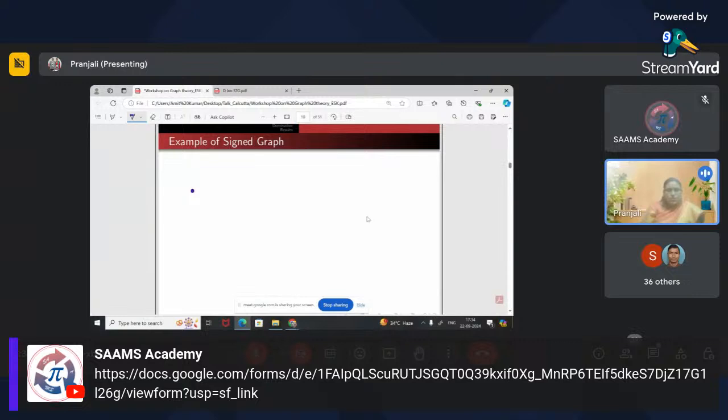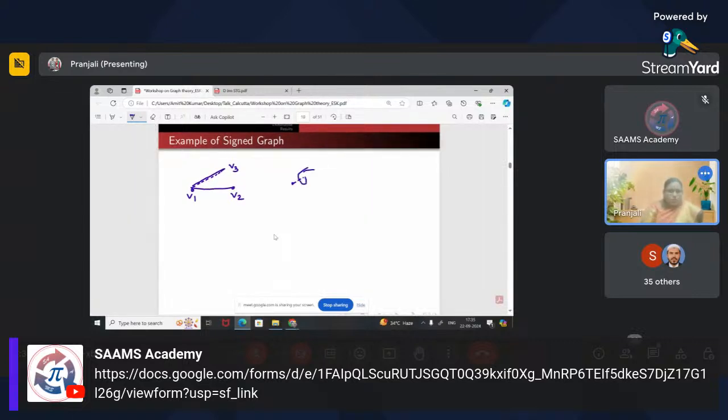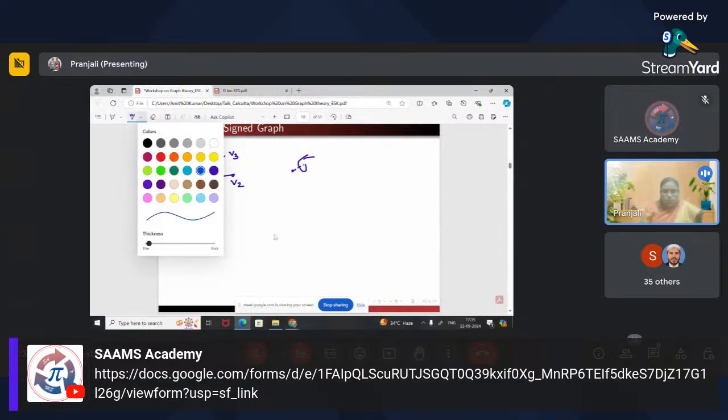Now, let us have some examples of sign graphs. Suppose you have two vertices. Participants, please let me know if I'm not audible or my slide is not visible, otherwise I would not know. Suppose this is a graph. How many sign graphs can we construct on this particular graph? This pen is not properly working. Let me choose another color.